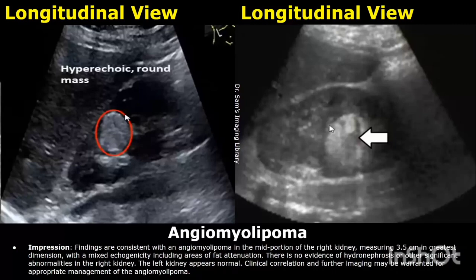In the impression, the findings are consistent with an angiomyolipoma in the mid portion of the right kidney. Then its size is written, followed by its echogenicity and appearance, and in the end, clinical correlation and further imaging may be warranted for appropriate management of the angiomyolipoma.